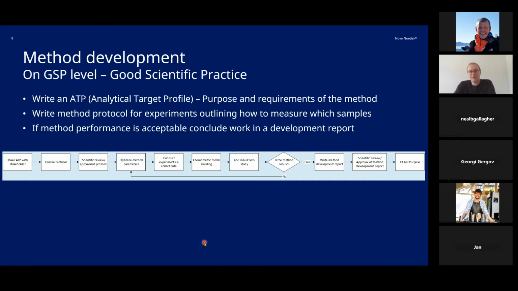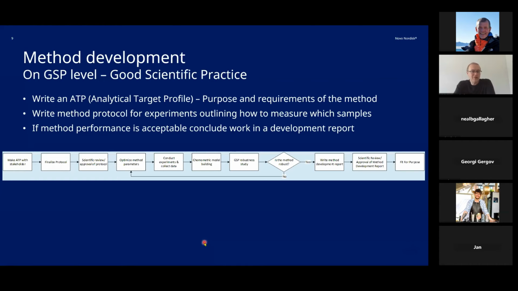We have very specific requirements to what matrix the analyte is in, and what are the levels that we need to have the analyte assessed in. How do we sample? How do we take out reference samples for a secondary method? Everything that is relevant for method development, the negotiations should be part of or included in the ATP.